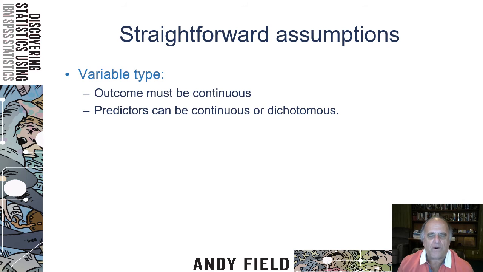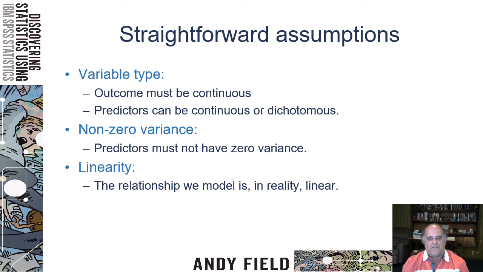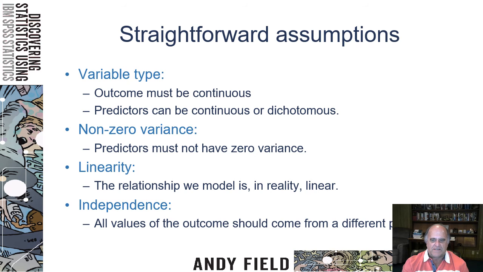So again, our straightforward assumptions would be variable type: the outcome must be continuous, the predictors must be continuous or dichotomous. Again, if we have a categorical predictor, we really just have to dummy code it in some way. And often dummy coding means we have to create additional predictors. Non-zero variance: again, the predictors must not have zero variance. And linearity, the relationship we model is in reality linear, and again, independence.